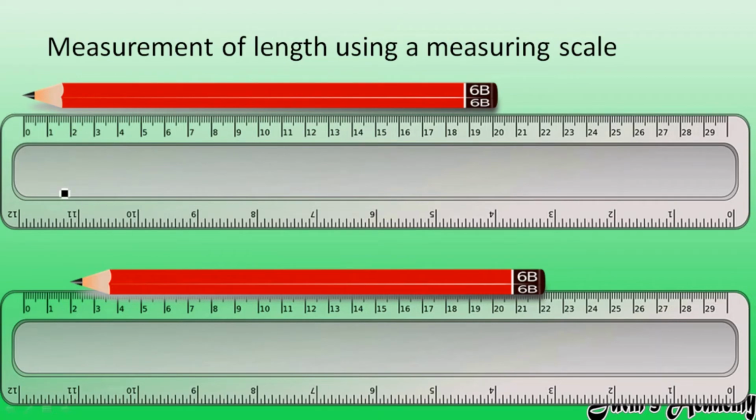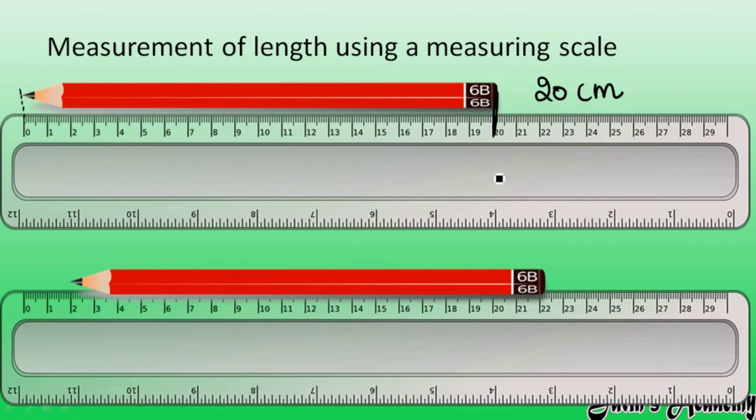Next we have measurement of length using a measuring scale. How can we use this scale or simple ruler to measure any length? For example, I want to measure the length of this pencil. What is the step? First, take the object and coincide the object tip with the 0 mark. Then afterward you have to see the last point. This last point is at 20, which means the length of this pencil is 20 centimeter.